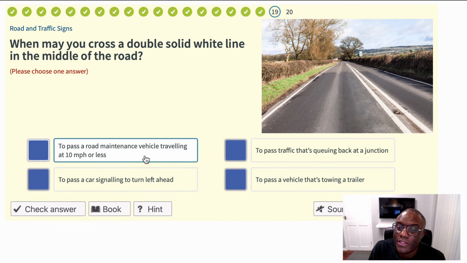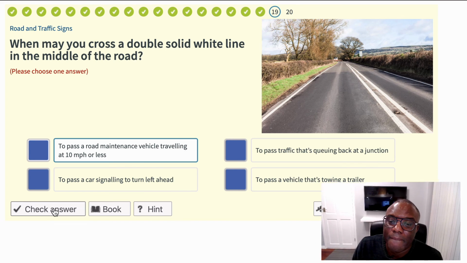Again, check the others just to make sure. To pass traffic that's queuing back at a junction, definitely not. To pass a car signalling to turn left ahead, definitely not. And to pass a vehicle that's towing a trailer. So we know, with confidence, that's the right answer. And there you go.